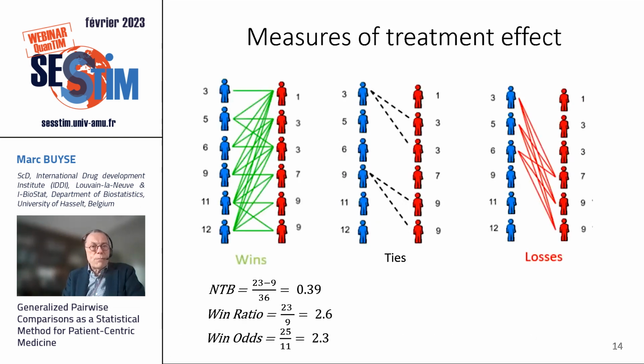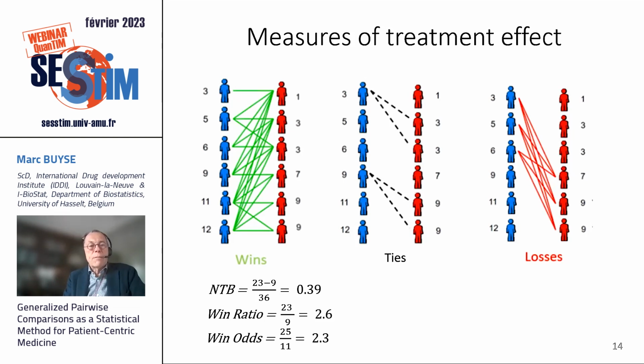So let me take a very simple example just to show you that the calculations needed to calculate these treatment effects are very, very simple. Suppose we have 12 observations, 6 in the treatment arm and 6 in the control arm. We look at how many patients do better in the treatment than in the control. These are the green arrows here. And there are 23 such pairs. Then we look at the losses, how many patients do better in the control group than the treatment.